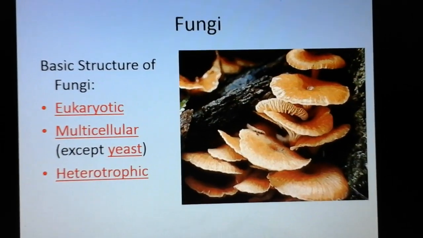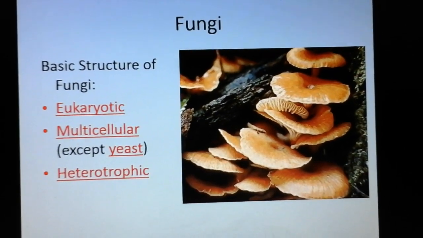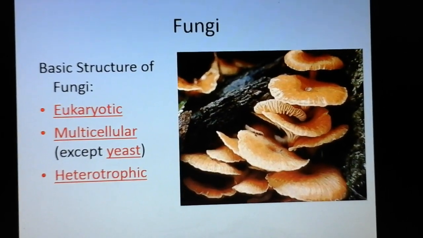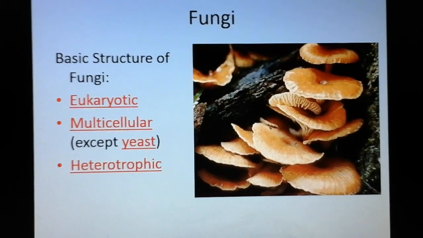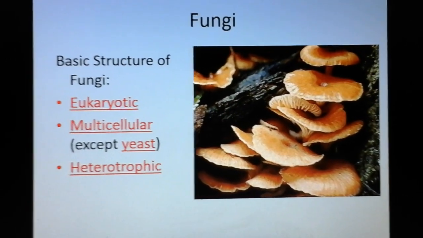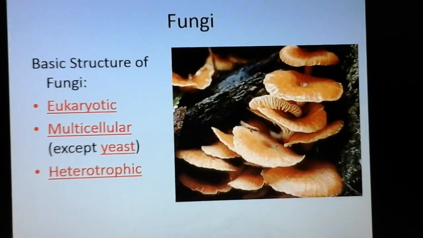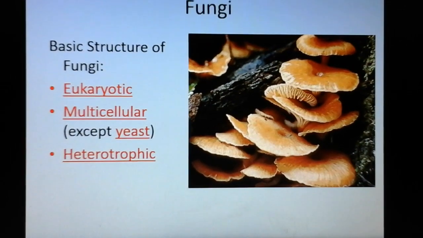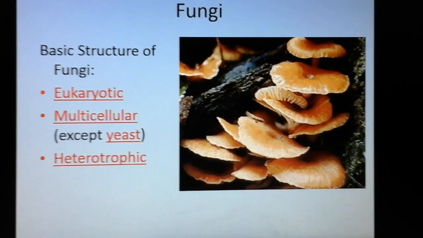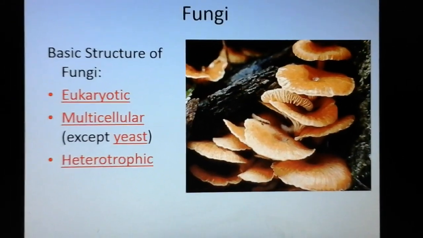So just your basic structure, again, they are eukaryotes, which means they do have a nucleus, and their DNA is protected. They are also multicellular. The exception to the rule is yeast. And like I mentioned, they are going to be working on changing the kingdoms. By the time your kids see this video, there might be eight kingdoms instead of six kingdoms.